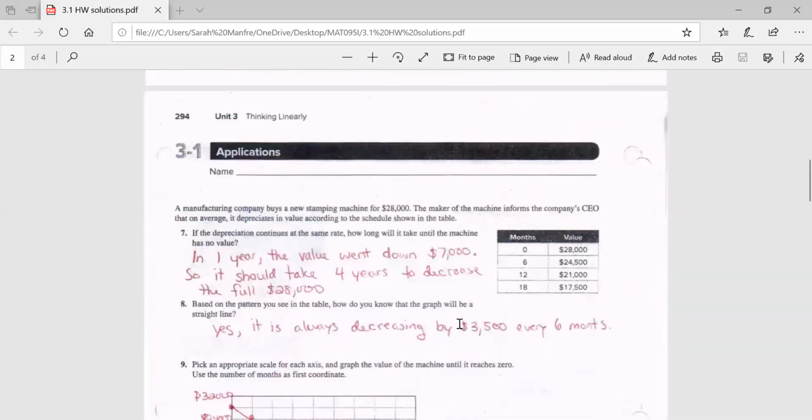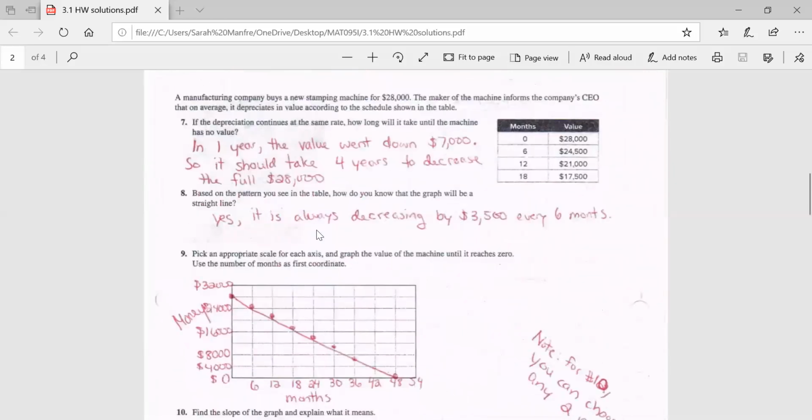All right, so moving on to the next page. This one has the problem. It says a manufacturing company buys a new stamping machine for $28,000. The maker of the machine informs the company's CEO that on average it depreciates in value according to the schedule shown in the table. So think about, what does depreciate mean? Depreciate means that the value is going to be going down. Okay, it's losing value.